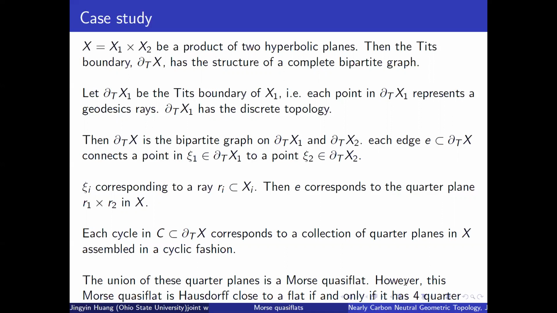The Morse quasiflat is close to a flat if and only if you have 4 quarter planes. But if you have cycles with 6 quarter planes or 8 quarter planes, then they cannot be close to a flat because the volume growth is not correct. So this tells us that we cannot expect that in general Morse quasiflats are close to flats. However, we see from this example that the Morse quasiflat is still sort of straight, because it's made of these quarter planes, and each quarter plane is straight. So there's no bending or spiraling like what we discussed before.